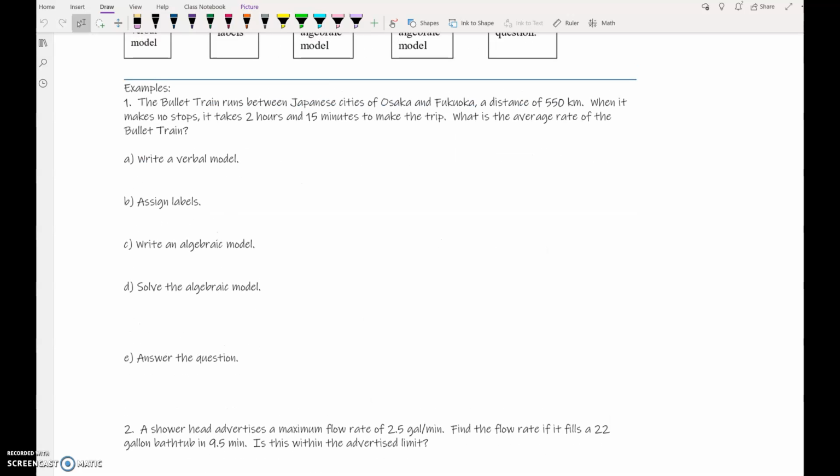Here's our first problem. The bullet train runs between the Japanese cities of Osaka and Fukuoka, a distance of 550 kilometers. It makes no stops. It takes 2 hours and 15 minutes to make the trip. What is the average rate of the bullet train? Okay, I see distance, time, and rate, and I feel like there's an equation relating distance, rate, and time. Do you remember that formula? Distance equals rate times time.